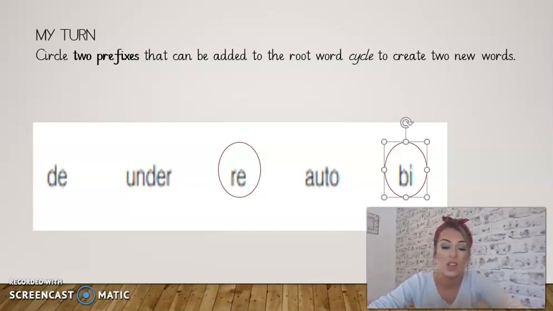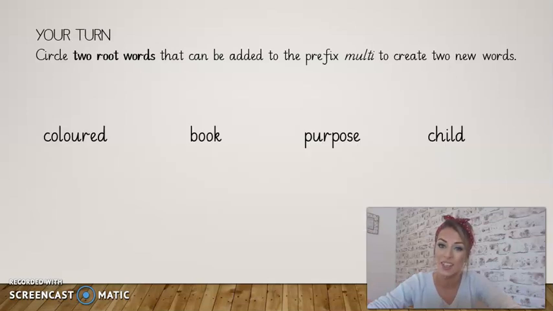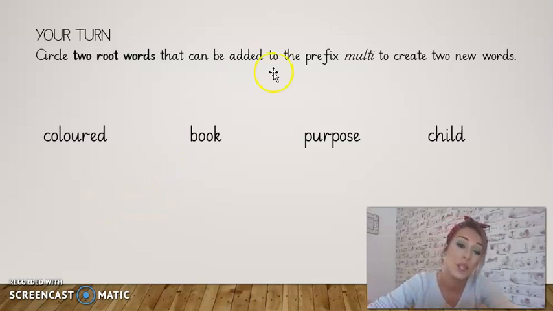So I'm going to give you a question very, very similar. I want you to have a go. Are you ready? Okay, pause the video. So this time it says, circle 2 root words that can be added to the prefix multi to create new words. So again, I am going to try them on. So these are prefix, I want to use the prefix multi, and I'm going to try it on.